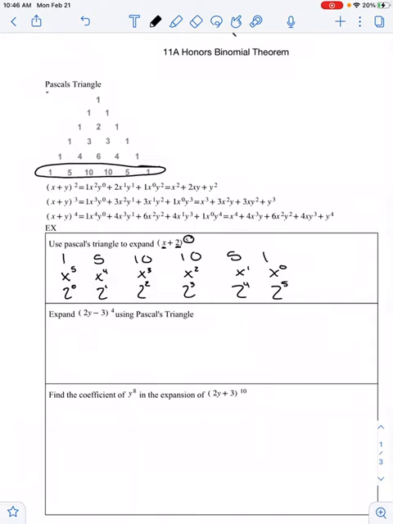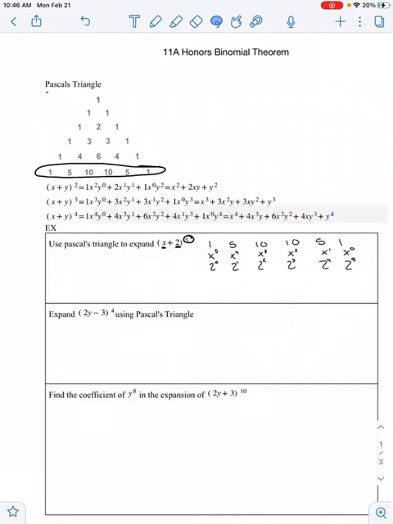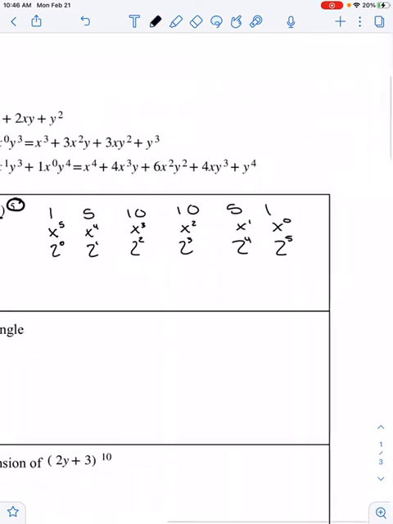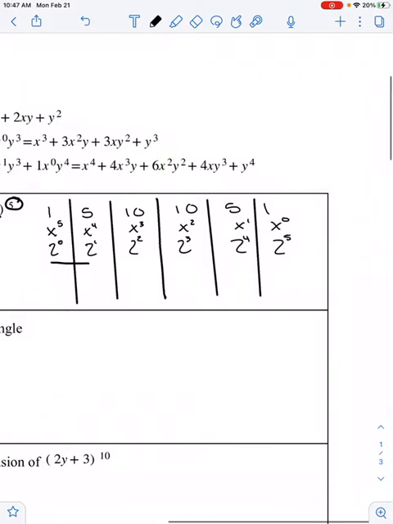Now we're going to do each row by itself. So I need to make a little bit more space here. Let's put it over here. And I'm going to section each of these off. All right. And then you multiply each thing together.